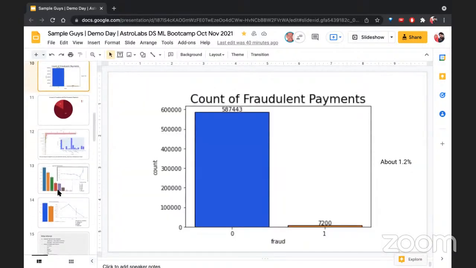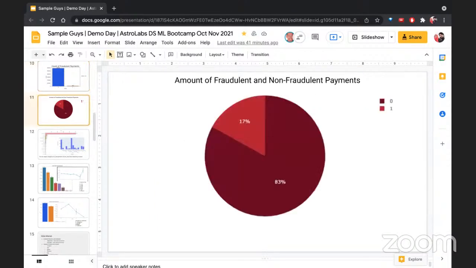And coming to the first feature, this is the transaction, the count of how many transactions were fraud payments. And from this, we can understand it's just 1.2% of the number of transactions that were fraud, that is 7,200 to be precise. But when you look into the amount of transactions that were fraud, it comes to 17% compared to 83% of the non-fraudulent payments.